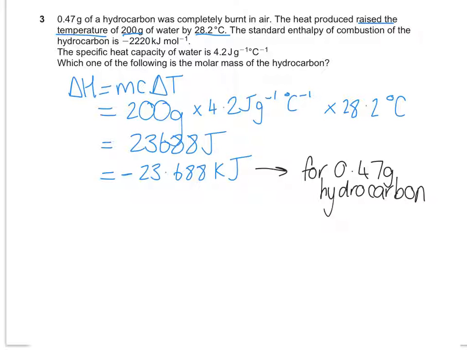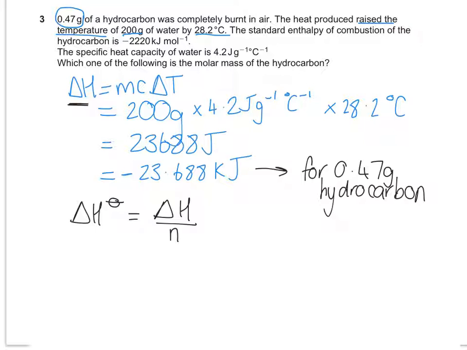Now, normally at this stage, what we would do is we would take the mass of our fuel, so in this case it's 0.47 grams. Usually we would take that and divide through by the RFM to get the number of moles of our hydrocarbon, and then we would work out the standard enthalpy of combustion by doing the enthalpy change calculated here divided by the number of moles that we have.